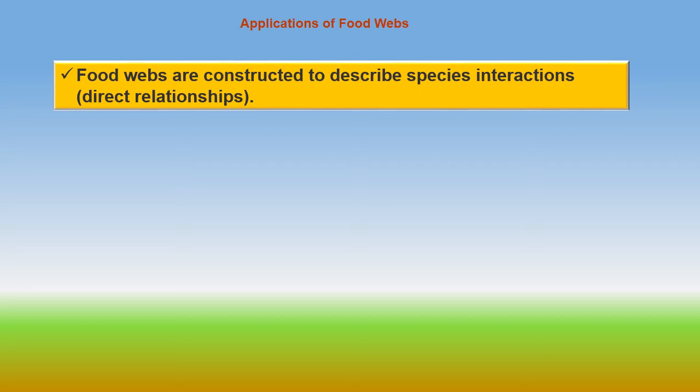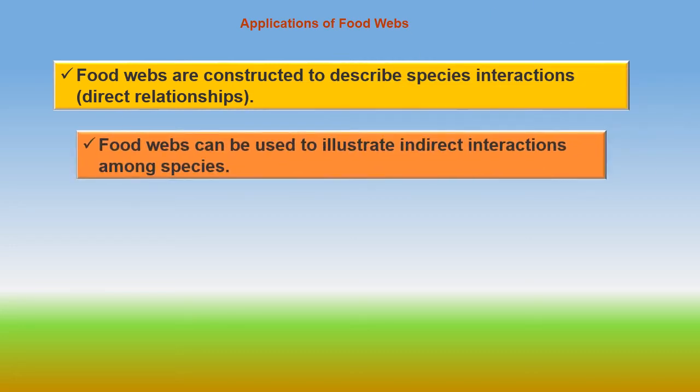Here I am going to discuss some important applications of the food web. Among them, first of all, food webs are constructed to describe species interactions, or we can say direct relationships. The fundamental purpose of food webs is to describe feeding relationships among species in a community. All species in the food web can be distinguished into basal species, that is autotrophs such as plants, intermediate species such as herbivores and intermediate level carnivores such as grasshopper, and top carnivores, that is the high level carnivores such as fox.